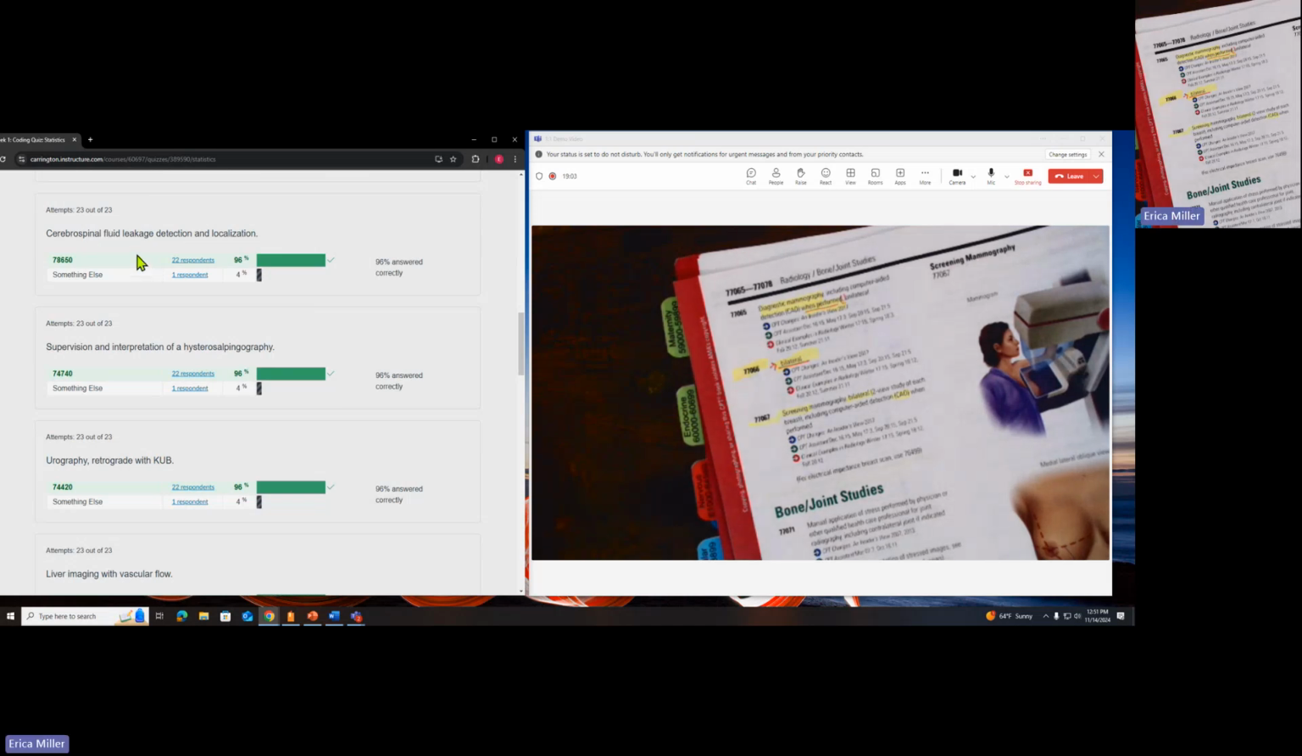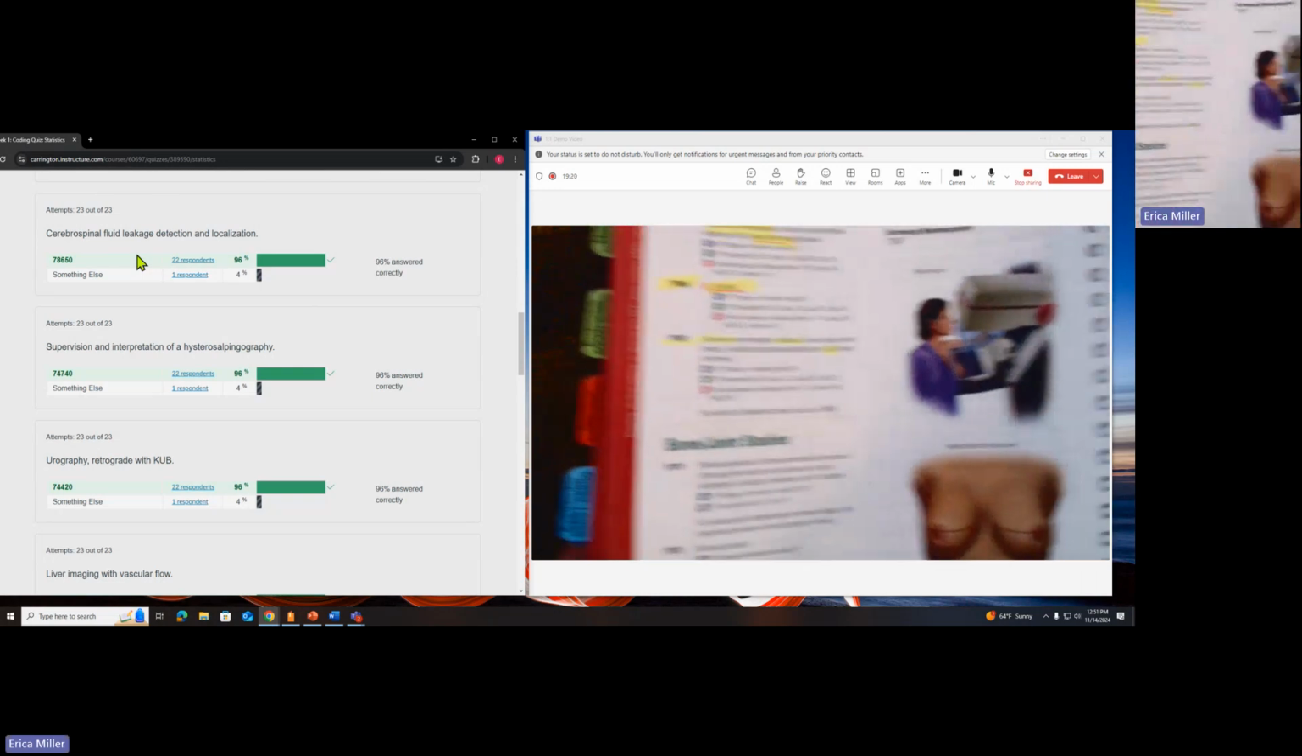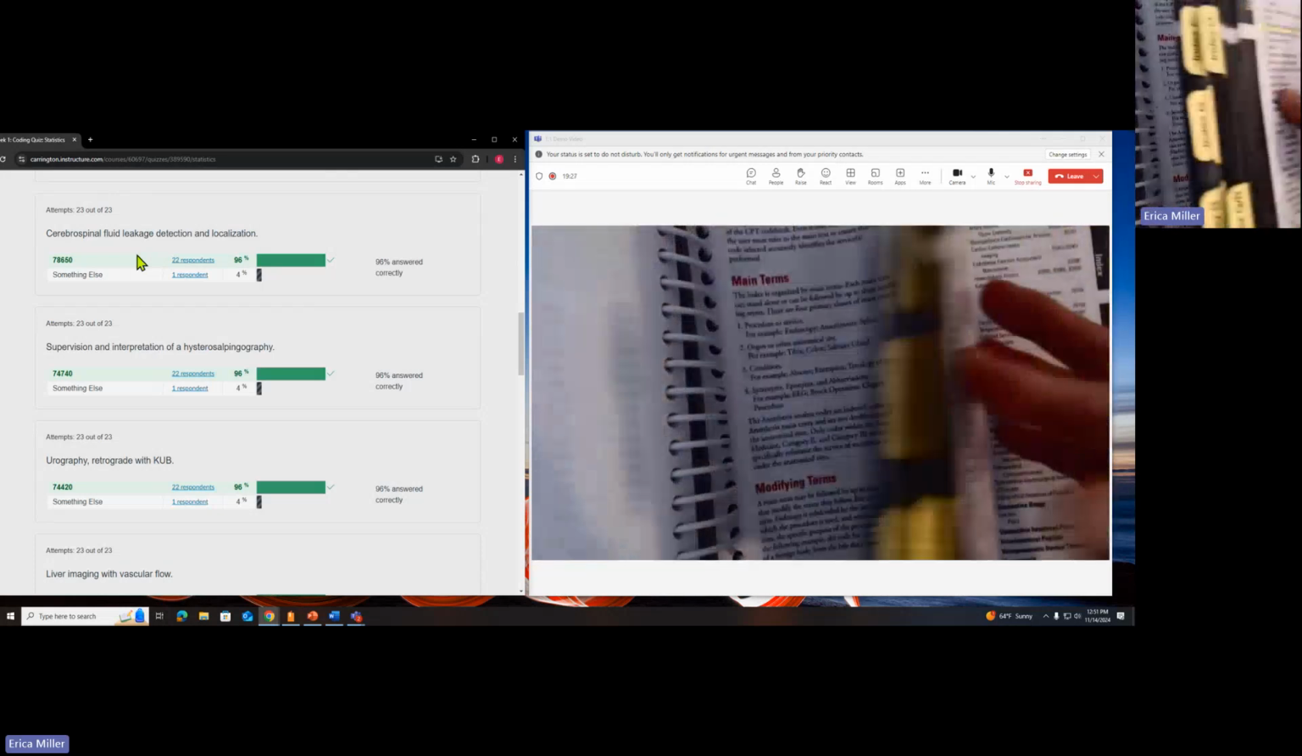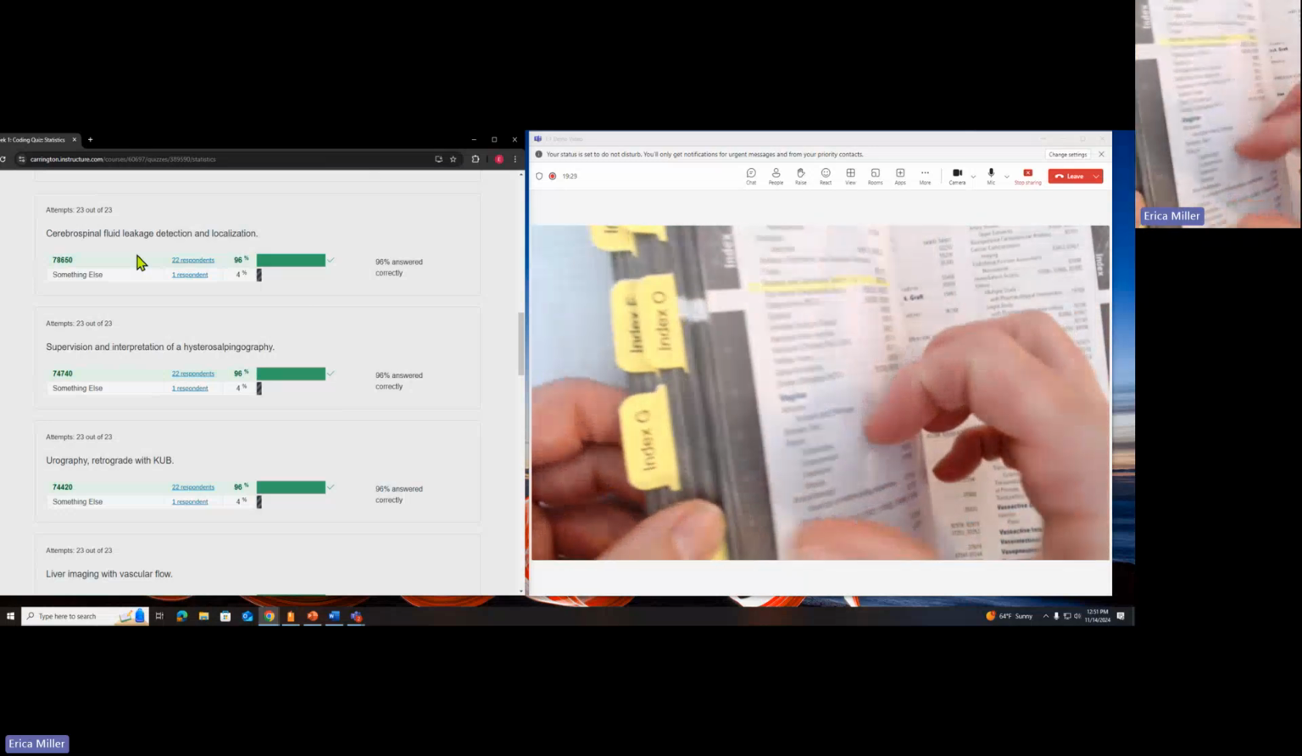Cerebrospinal fluid leakage detection and localization. Okay, so the action is leakage detection and localization of cerebrospinal fluid. All right, so your nervous system, right? Cerebro, that is your brain. So cerebrospinal fluid, that has to do with your nervous system.